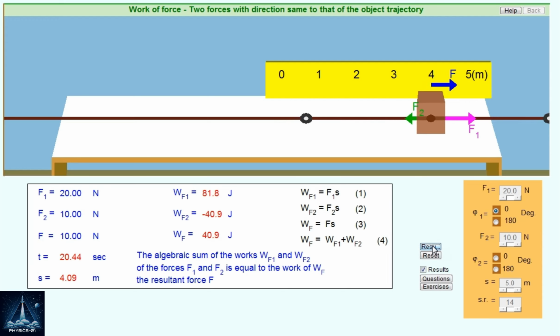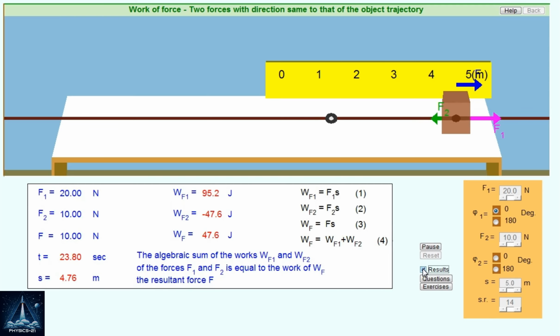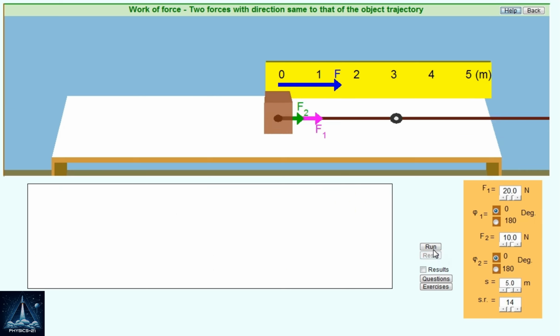We can interrupt the motion. We can hide the results table. We can reset the simulation to its initial environment. We can choose various combinations of parameters and study the simulation.